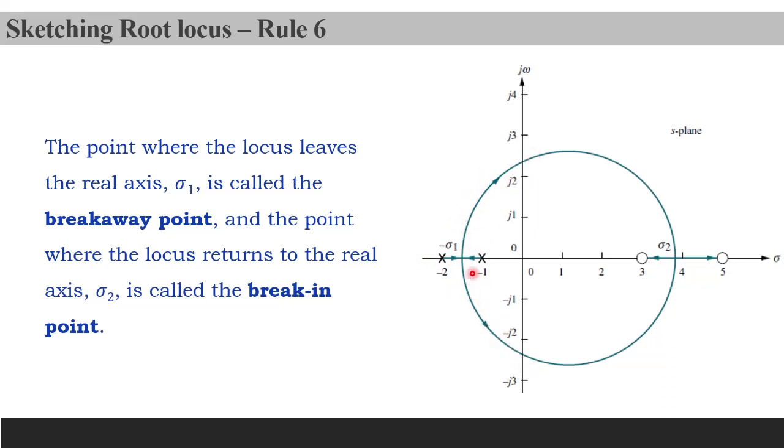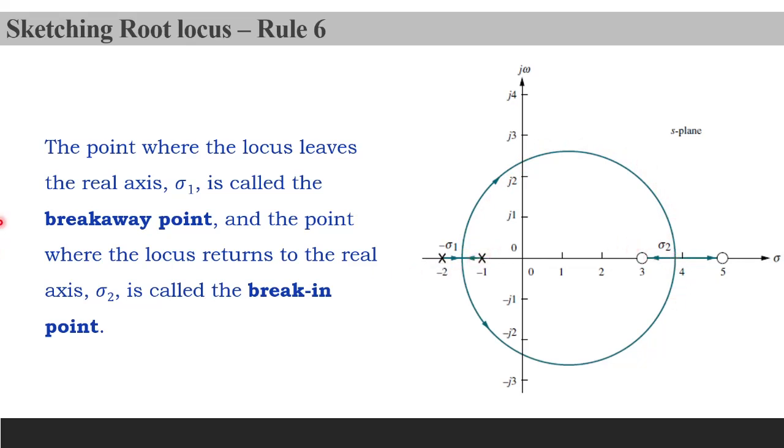So they depart away from this breakaway point. So this point from which the root locus leaves the real axis is known as the breakaway point, and the point at which these root locus meet or collect up to the real axis, or you can say the root locus returns to the real axis. So these are going away from the axis, and then at this point they are collecting back to the real axis, or you can say they're returning to the real axis. This point is called the break-in point, right?